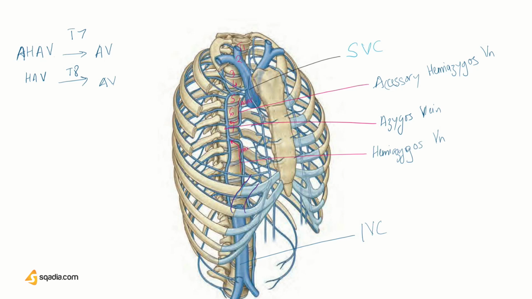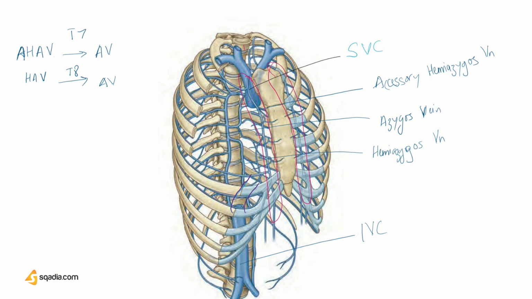Now, just like we learned about the internal thoracic arteries, we also have a structure called the internal thoracic veins. So, the internal thoracic veins are these ones right here. As you can see, this is the right internal thoracic vein, and this is the left internal thoracic vein. So where are they coming out from?